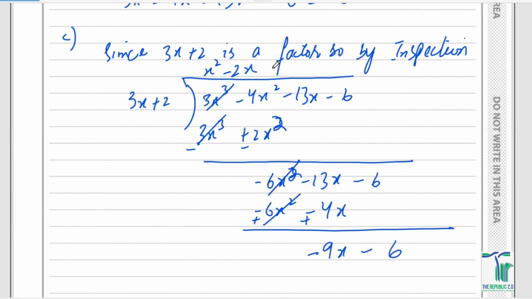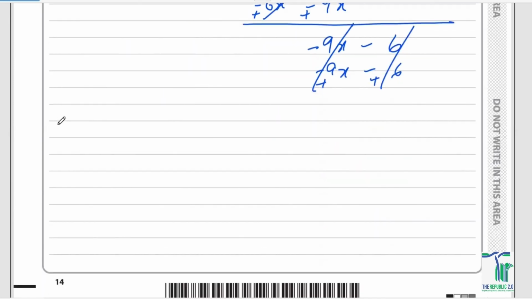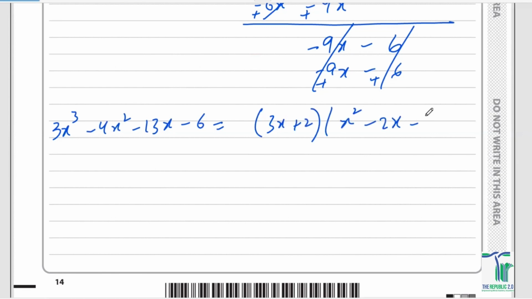And I'm going to multiply it by negative 3. And that is going to be negative 9x, negative 6. After changing their signs, they would eventually cancel. So what does that mean? That the expression we had, 3x cubed minus 4x squared minus 13x minus 6, would be equal to 3x plus 2 times the divider, that is x squared minus 2x minus 3.